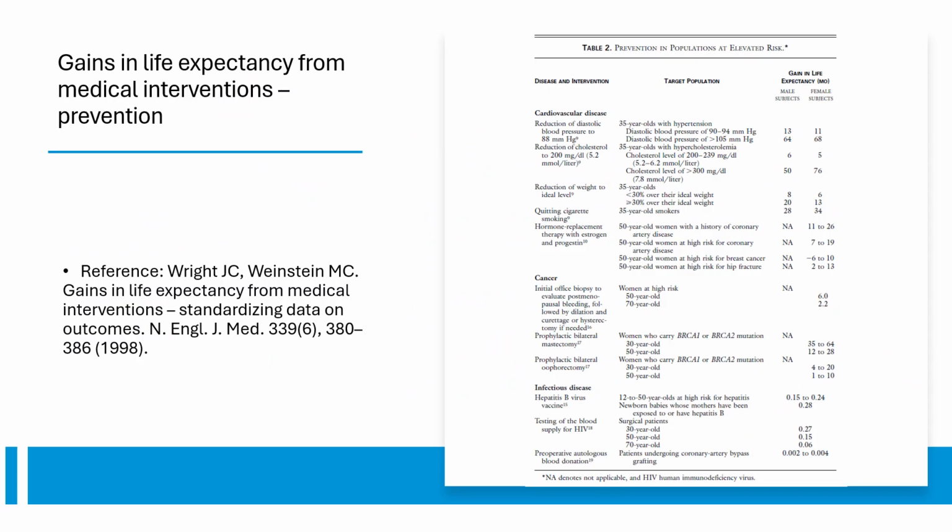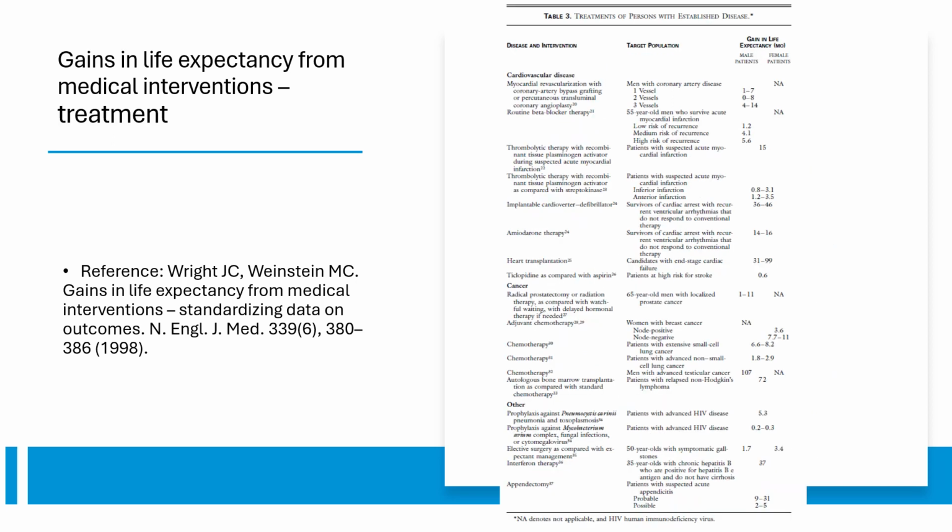Using 83 published articles, Wright and Weinstein have categorized the gains in life expectancy from various medical interventions as large or small. The interventions included both treatments and preventive interventions, stratified by the target population and disease. This table shows the life year gains from preventive interventions. This table shows the life year gains from treatment interventions.